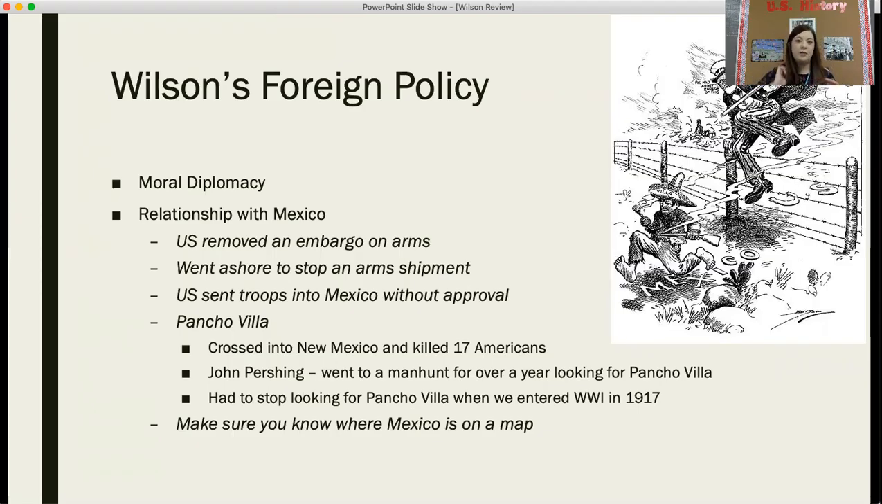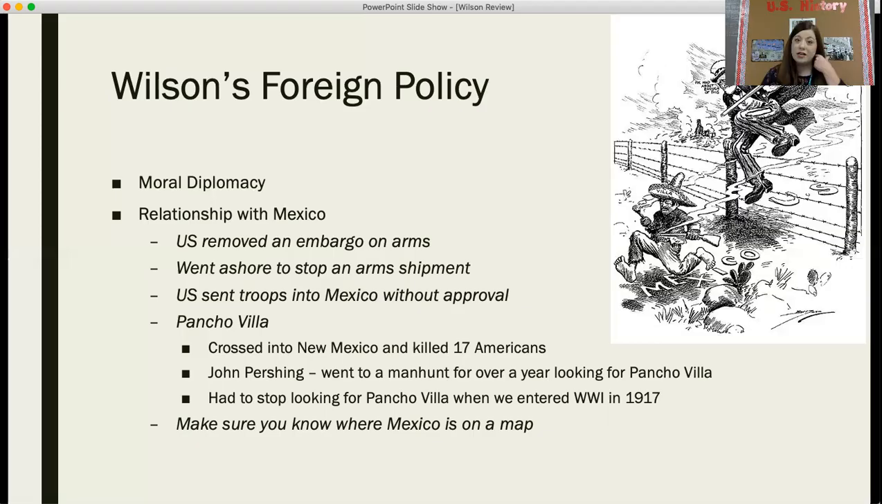Remember, during his presidency, we are going to have a tense relationship with Mexico. Remember, Mexico was going through a civil war. We did not like the newly established government in Mexico. And remember where Mexico is, it's very close to us. So we're going to remove an embargo, a ban on trade. We remove that ban so we can start giving weapons to the revolutionaries in Mexico. During this, we are going to send troops ashore into their country to stop an armed shipment. So we're doing this, sending troops in without Mexican approval.